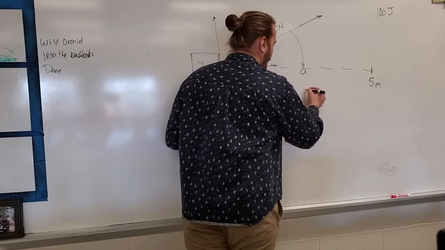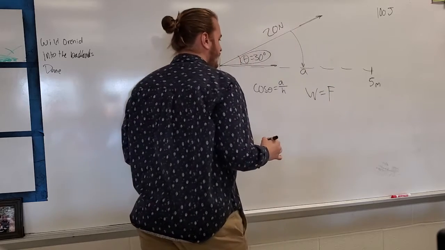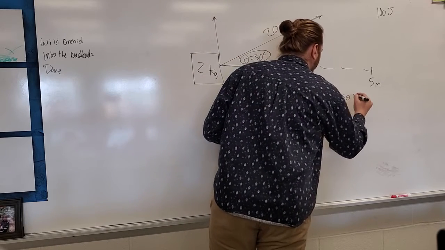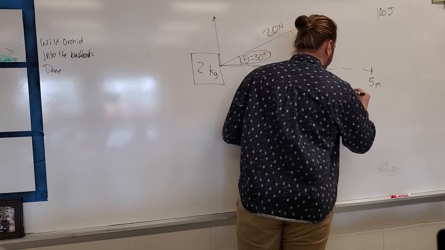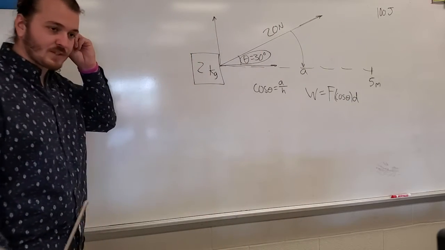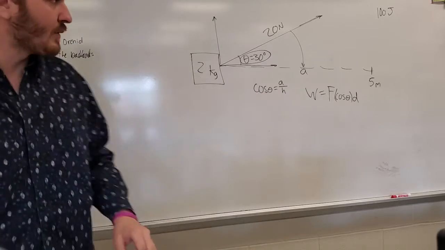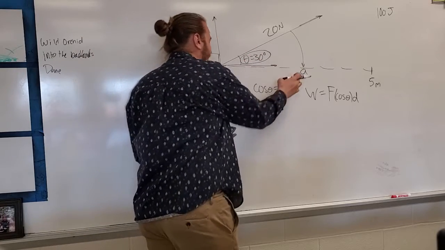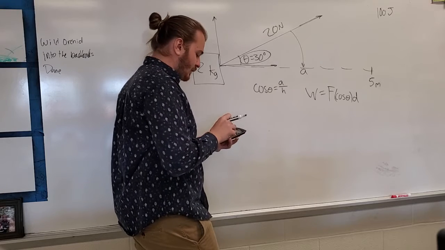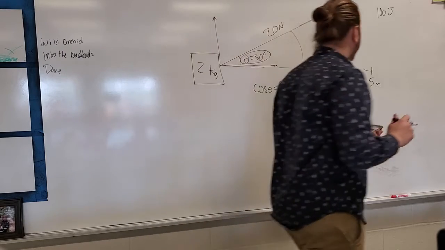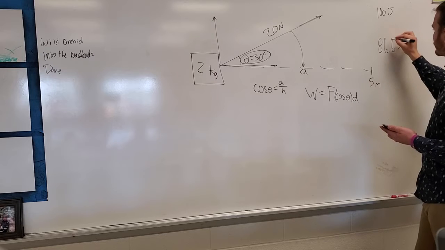Now we can write our formula like this: work is equal to the force you applied, multiplied by the cosine of the angle, multiplied by the distance. That's the work you actually accomplished. In this case, 20 newtons times cosine of 30, multiplied by 5, gives work accomplished equal to 86.6 joules.